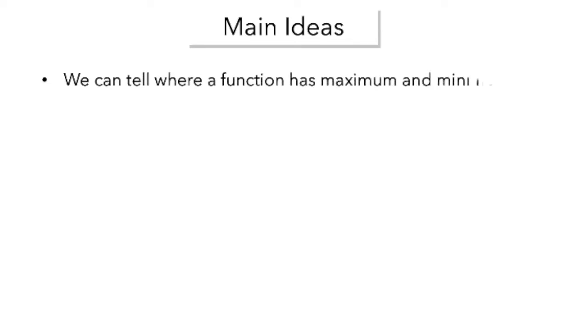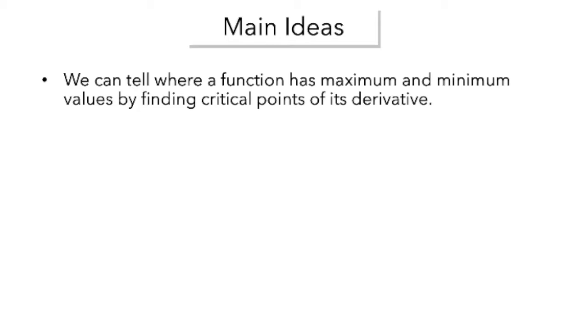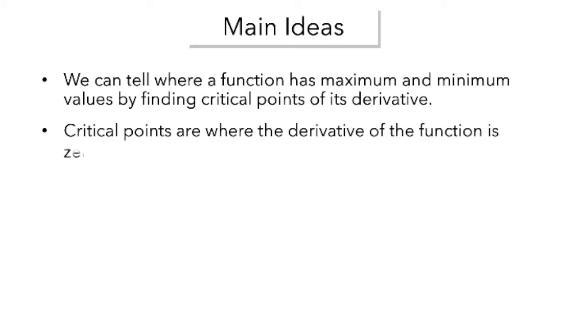In this video, I'll discuss an idea of optimization. Here are the main points we've addressed in the video. We can tell whether a function has maximum and minimum values by finding critical points of its derivative. Critical points are where the derivative of the function is 0 or undefined.